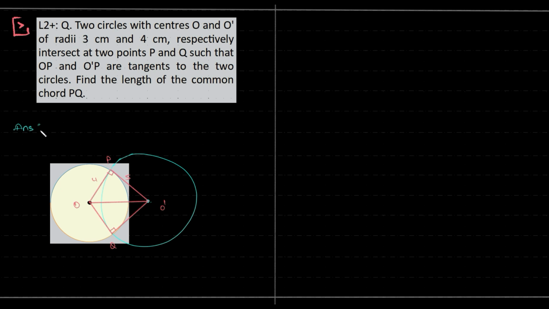So we have a diagram, and then we'll join O dash and PQ. We'll do that later.